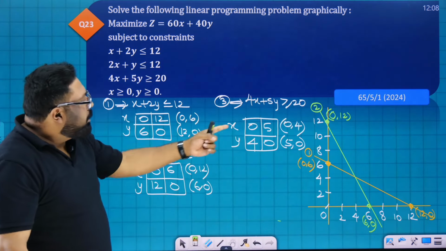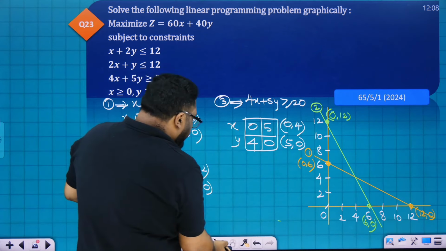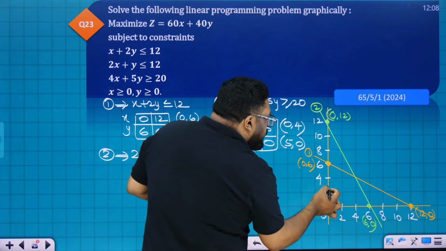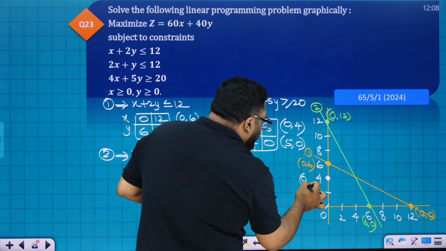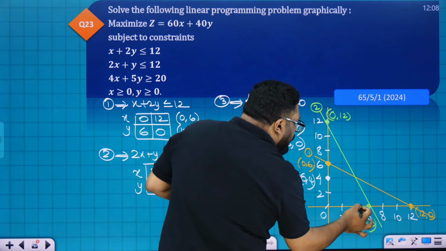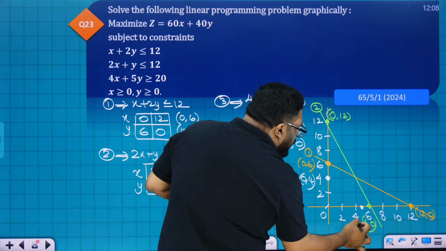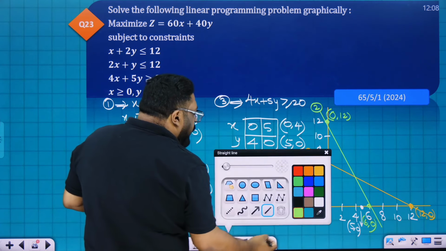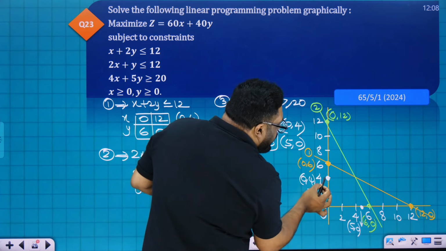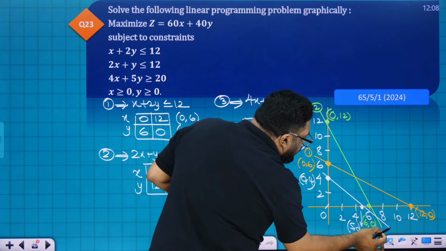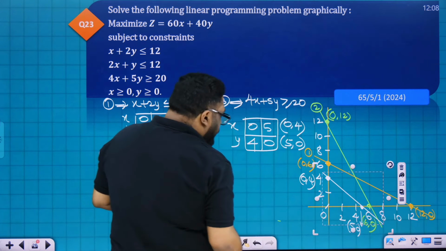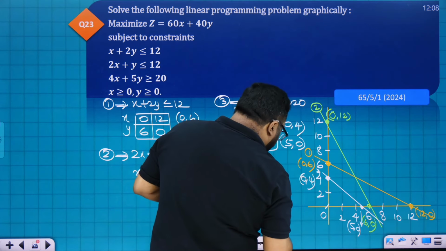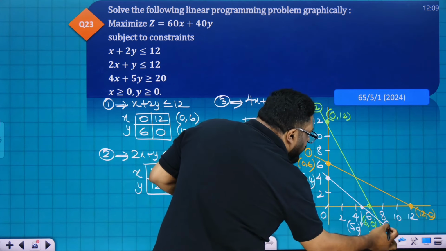Equation number 3, all of you, from (0, 4) to (5, 0). (0, 4) over here, (5, 0) over here. Drawing the line for that now, (0, 4) to (5, 0). Okay, now that's my equation number 3. So I have 3 equations with me. I've marked all the 3 equations.